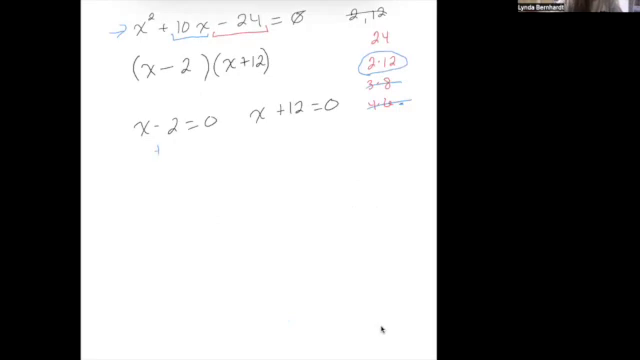So now we do plus 2, which gives us x equals 2. And we do minus 12, which gives us x equals negative 12. So it would be 2 and negative 12. This part is what you missed from your answer. It's just that negative sign. That's all that one is. So you were this close.